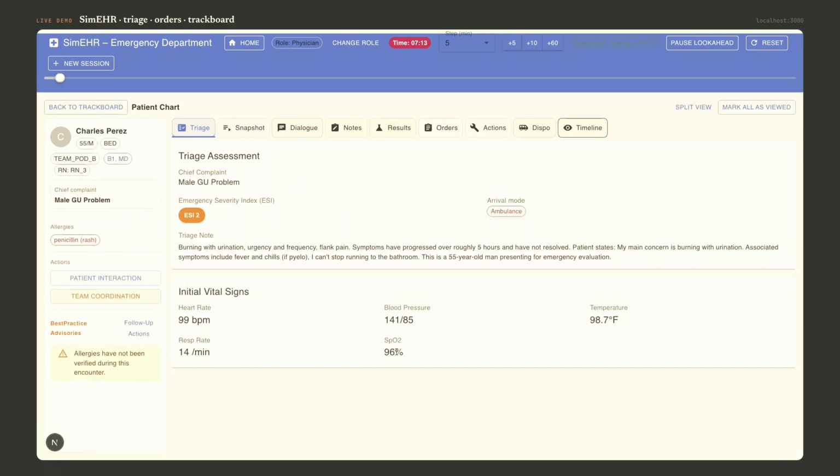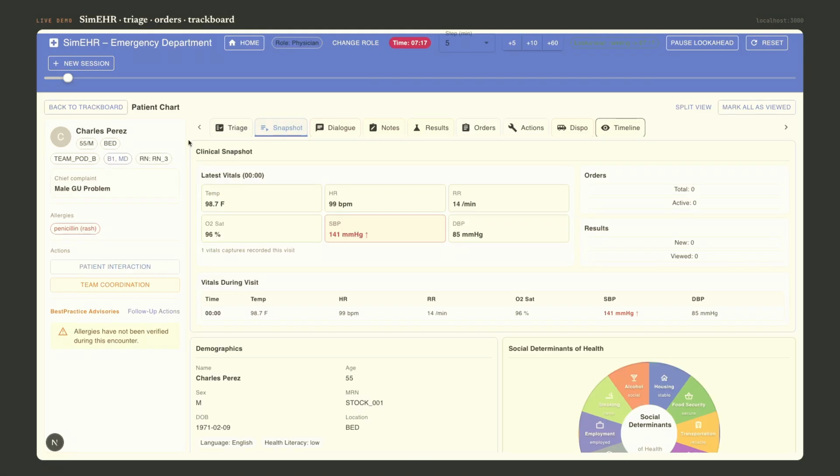Great. Okay. And so I'm just going to give you a quick walkthrough of the look and feel. If you've been in an emergency department or worked in the system, this is kind of what it looks like. You can click on the next tab, the snapshot. So it just has the overall appearance. The vital signs are coming through.